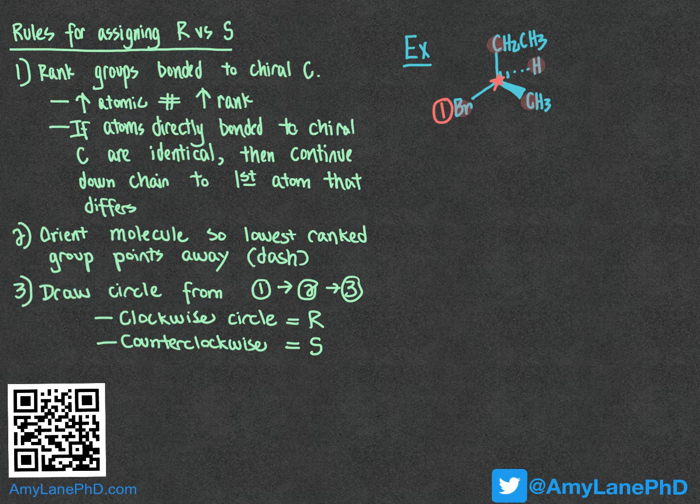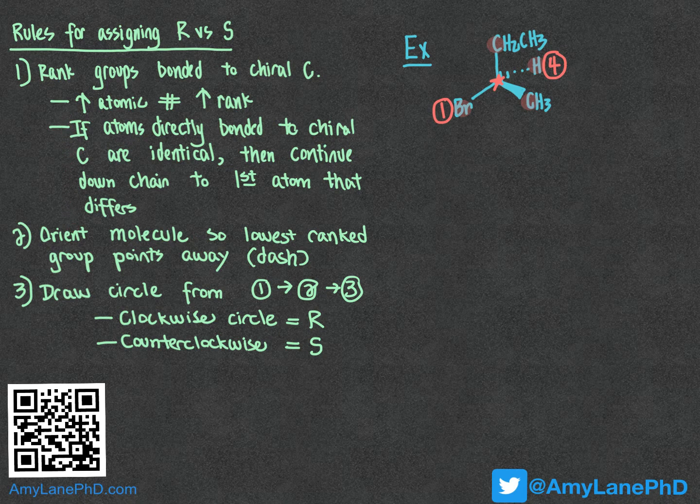In last place is the hydrogen atom on our dash here, so I'm going to put that as number 4. Hydrogen will always be last if there's a hydrogen present, because hydrogen has an atomic number of 1. That's as low as it goes. Now we have a bit of a challenge here because we have 2 carbon atoms. Our 2 carbon atoms here and here have the same atomic number at the spot directly bonded to the chiral carbon. So that's where we follow this rule.